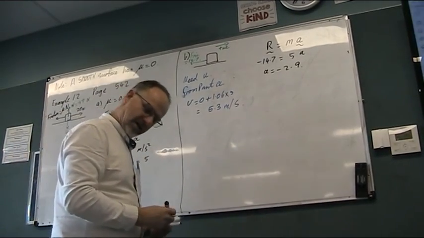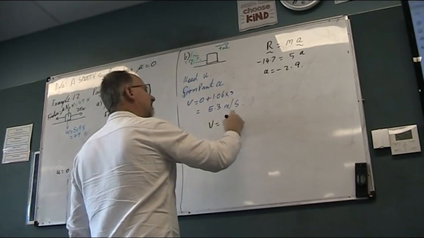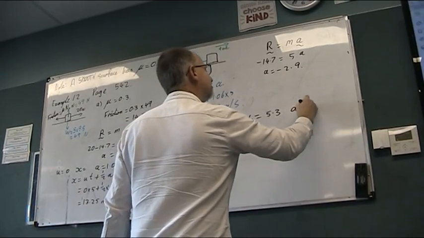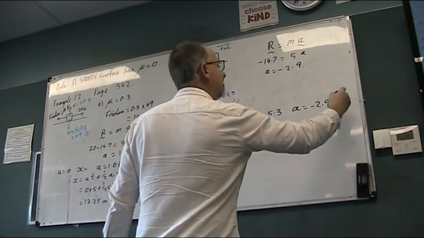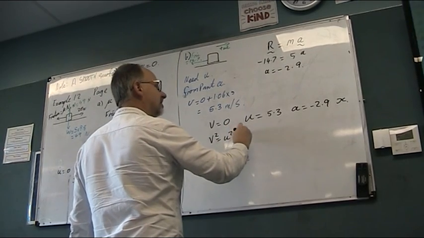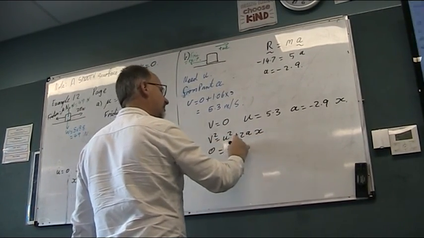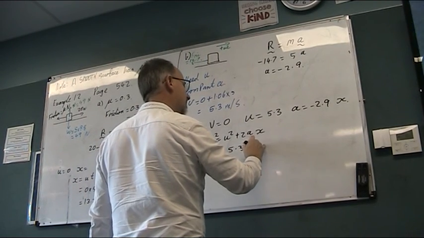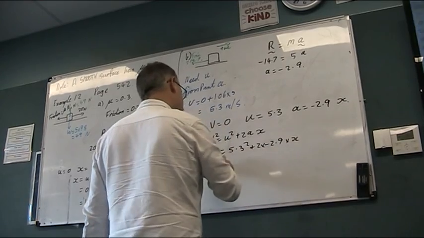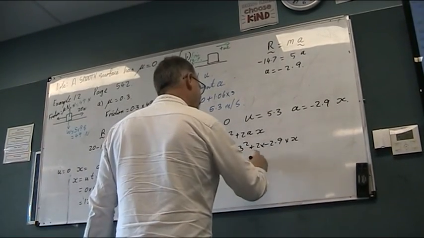Then finally, sorry, we're going. We've got a sack. Yep, see you tomorrow. And x, v squared equals u squared plus 2ax. So 0 equals 5.3 squared plus 2 times negative 2.9 times x. And x is 4.84 metres.